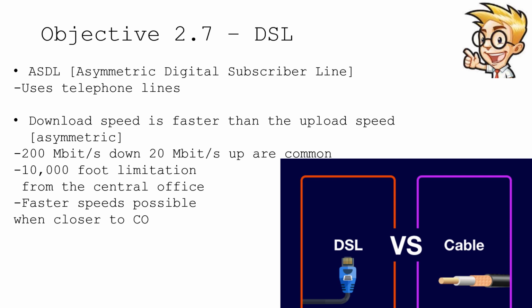Another technology where we're sharing some existing copper that we may have already in our home is DSL. DSL stands for Digital Subscriber Line, although in most cases it is ADSL or Asymmetric Digital Subscriber Line. DSL uses the existing telephone lines in your home to be able to provide you with high-speed network connections. We call this connection asymmetric because the speed of the download is often faster than the speed of the upload. It is not uncommon on DSL networks to have a downstream speed of around 200 megabits per second, but the upstream speed is limited to about 20 megabits per second. These speeds are also limited by how far away you are from the central office or CO. If your CO is an extended distance away, then those speeds tend to decrease. There is about a 10,000 foot limitation.